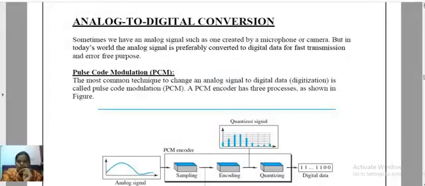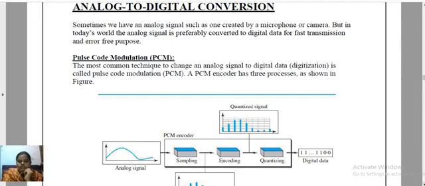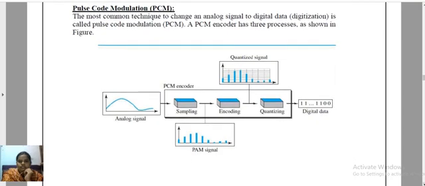Next, we come to analog to digital conversion. Analog to digital conversion means we have an analog signal, like whatever we capture through the mobile phone camera, or whatever we hear through the microphone; they are analog signals. Now, if these analog signals are to be transmitted, they have to be converted to digital signals. The most common techniques are pulse code modulation and delta modulation.